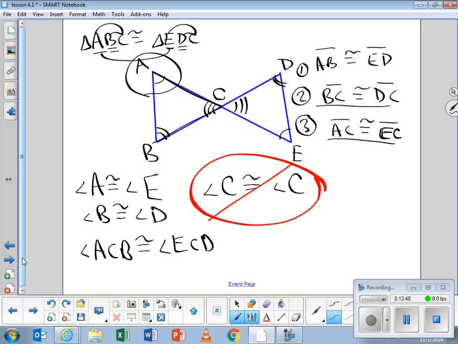Part of your homework today, you're going to be recognizing what parts are corresponding, what parts are congruent, and they want you to list all of them. Okay? All of the angles and all of the sides.